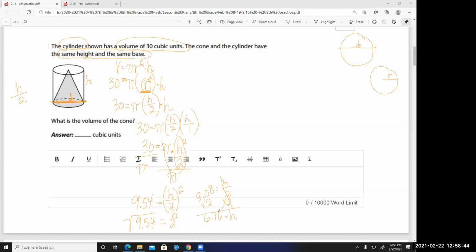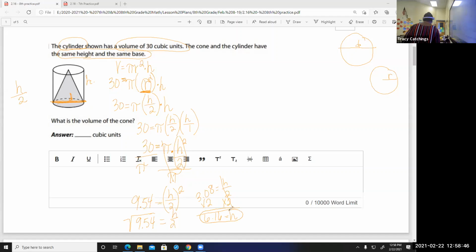6.16. Good job. So the height is 6.16, which is also the what?